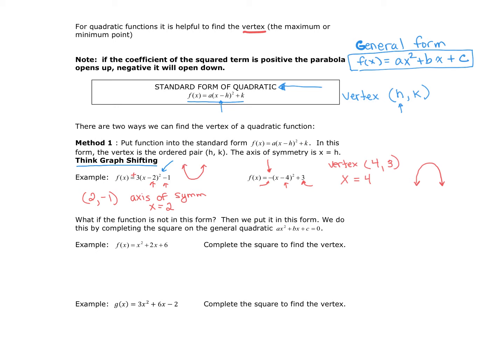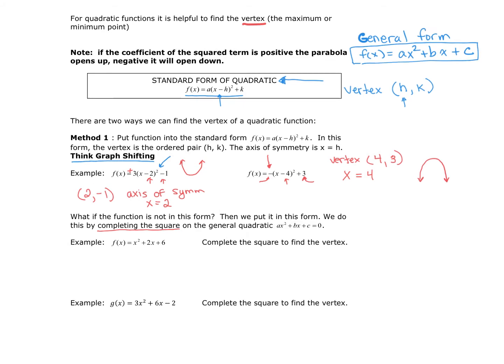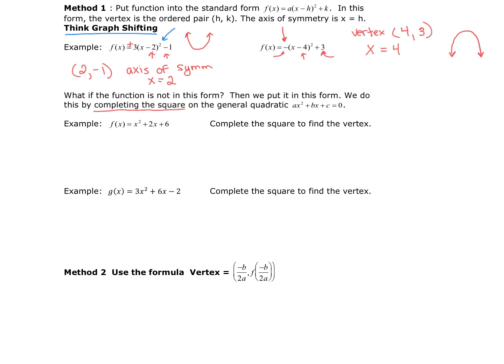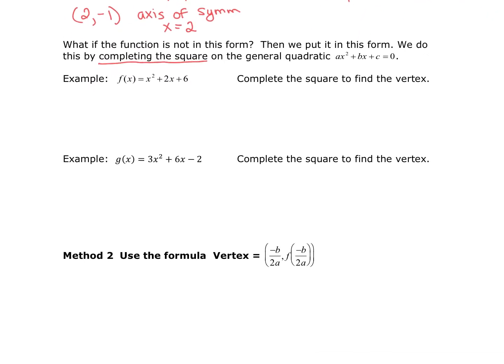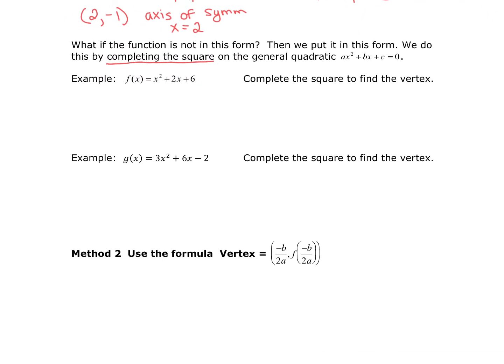So what if the function is not in this standard form already? Then we have to put it in that form by completing the square. So when we complete the square on the general quadratic, we're going to do the following. So for the first one, I'm just going to keep my f of x on the left, and I am going to move, literally, just kind of move it out of the way, our plus 6.